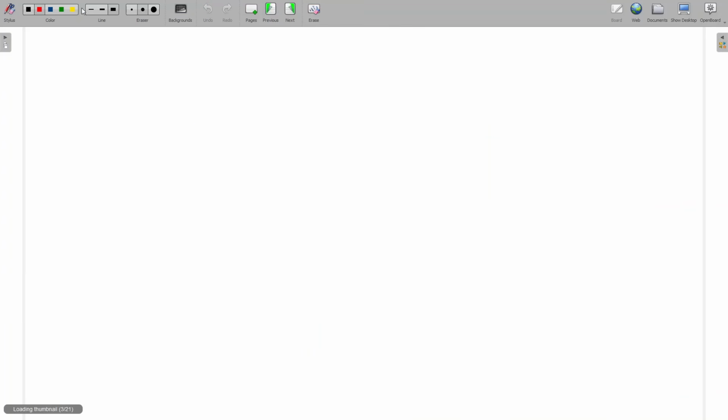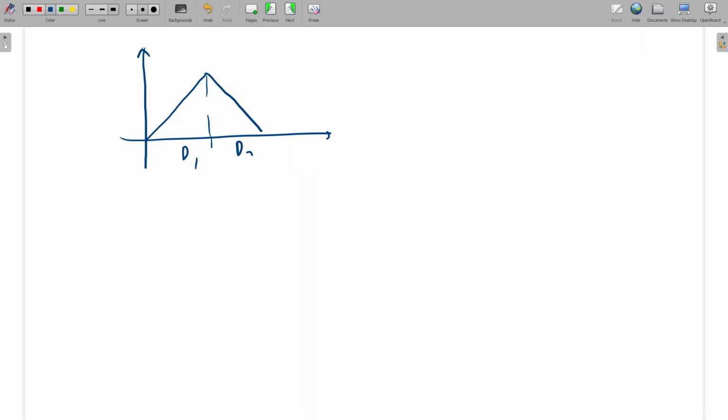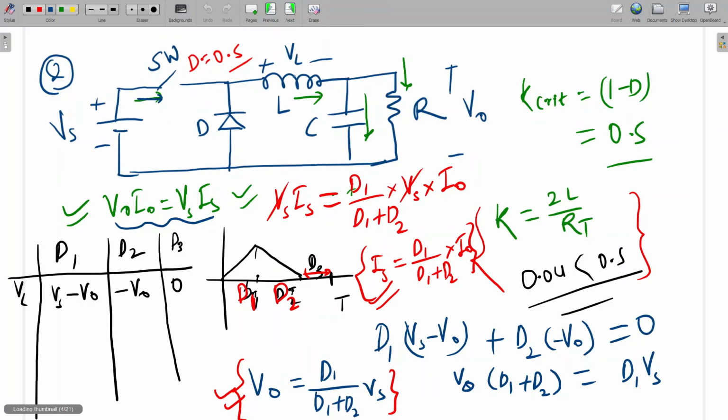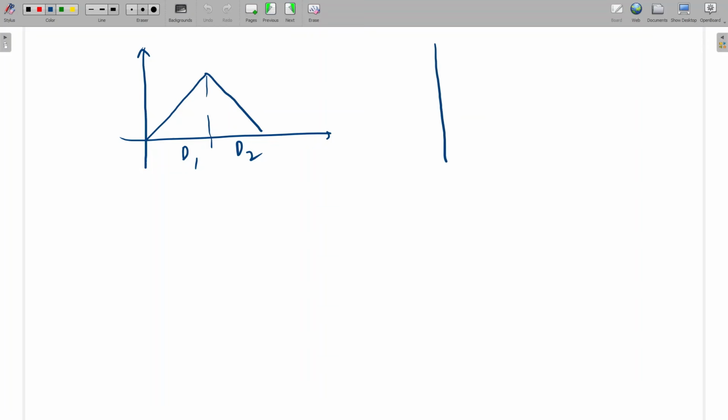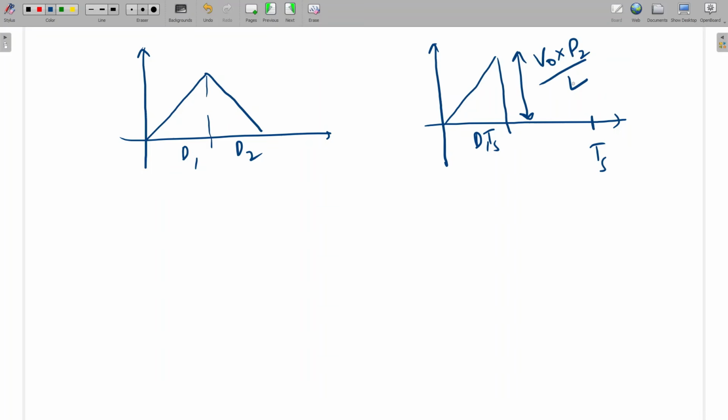The same equation we can derive from this waveform also. This is the waveform with D1 and D2, and this is the total inductor current. What will be the source current? The source current will be the first half part, D1 Ts. Up to here it rises, and here it will be Ts. This height we can write as V0 into D2 by L. This is the source current.